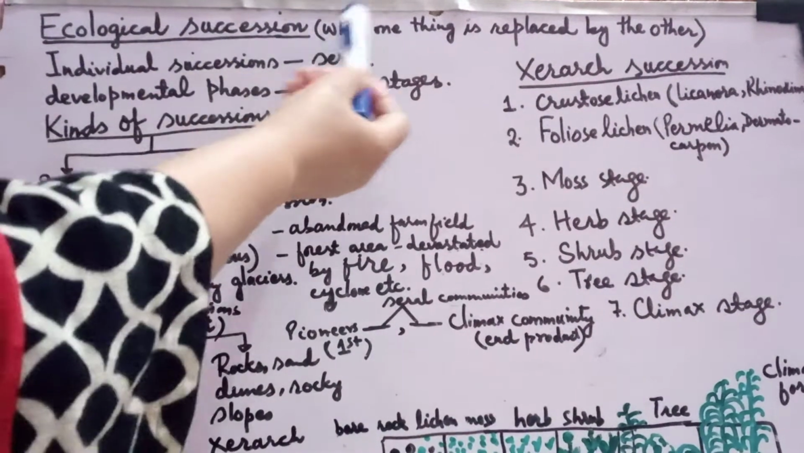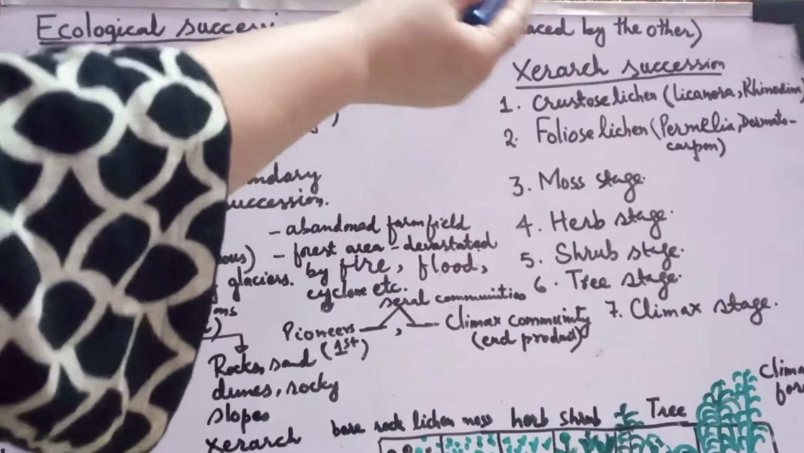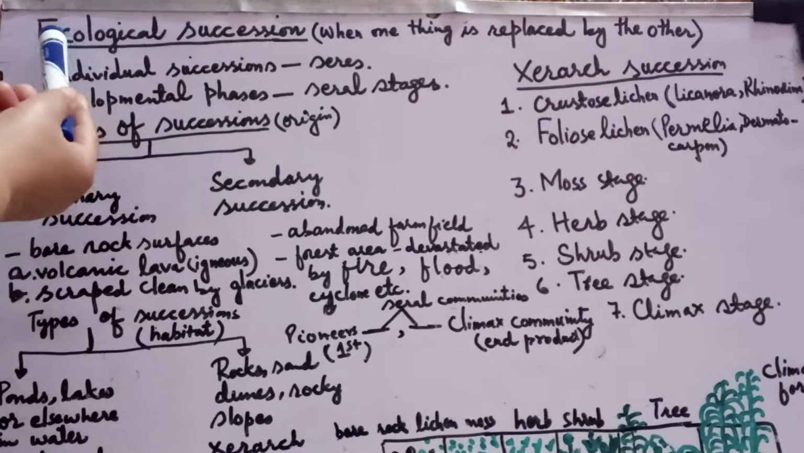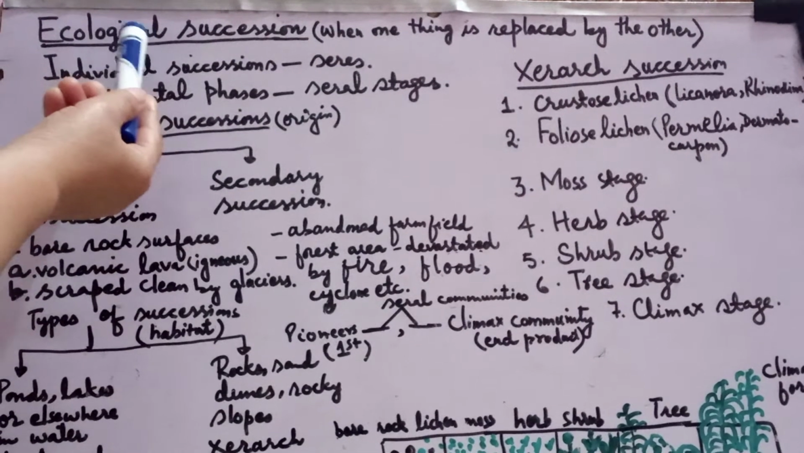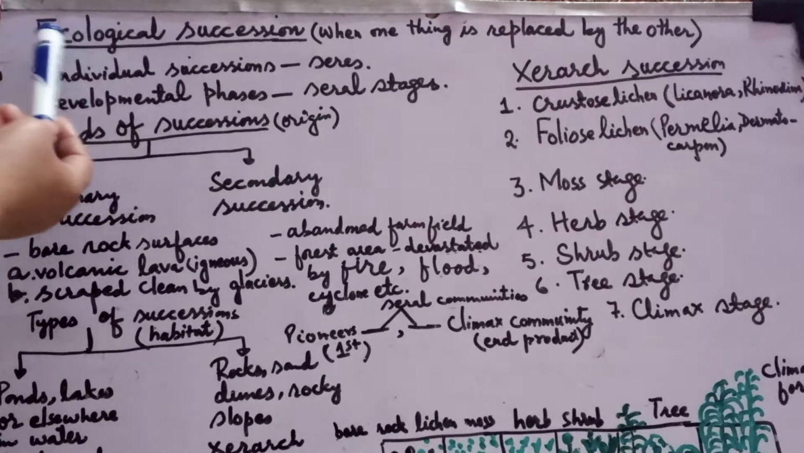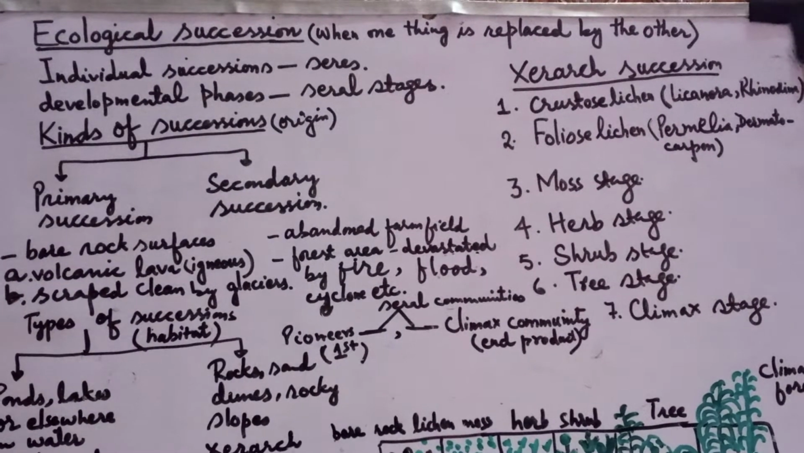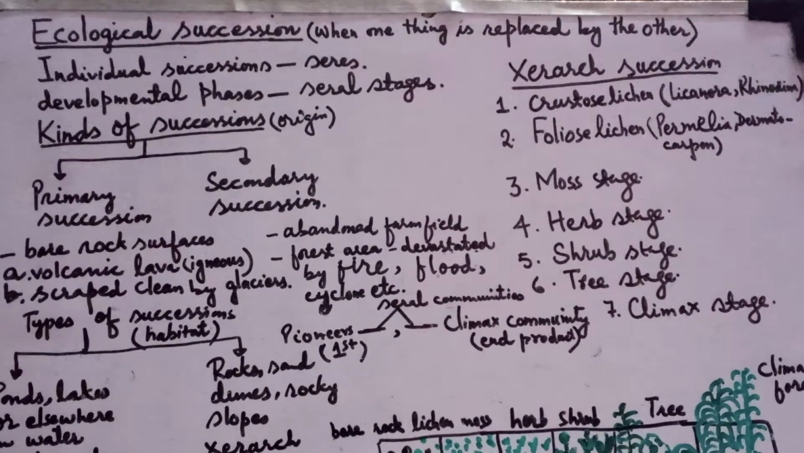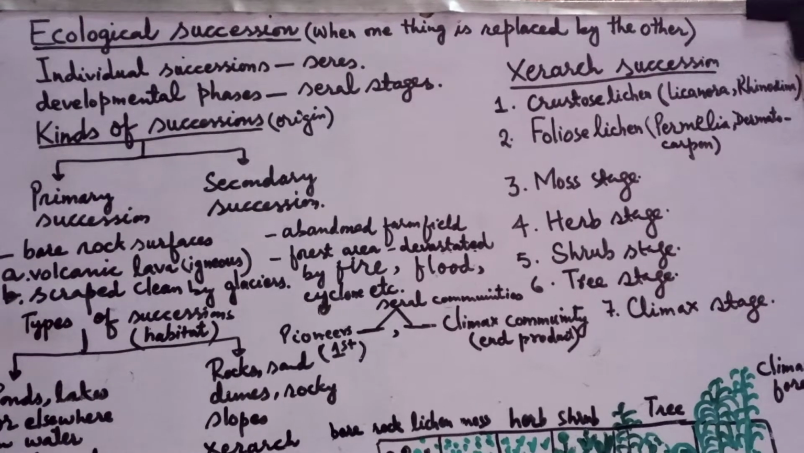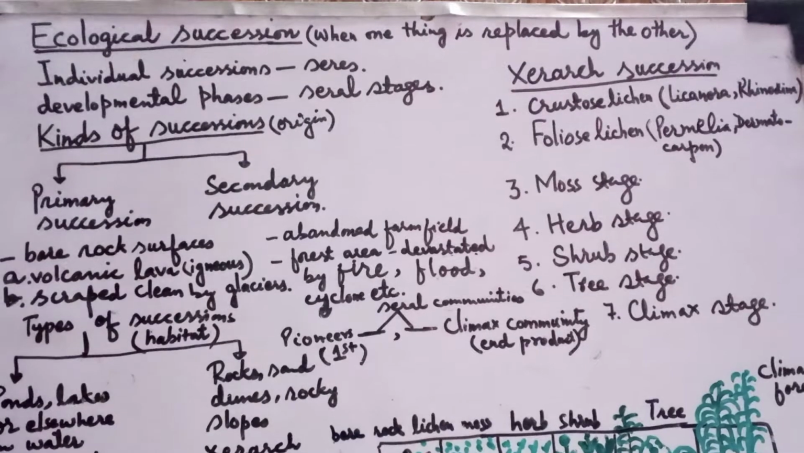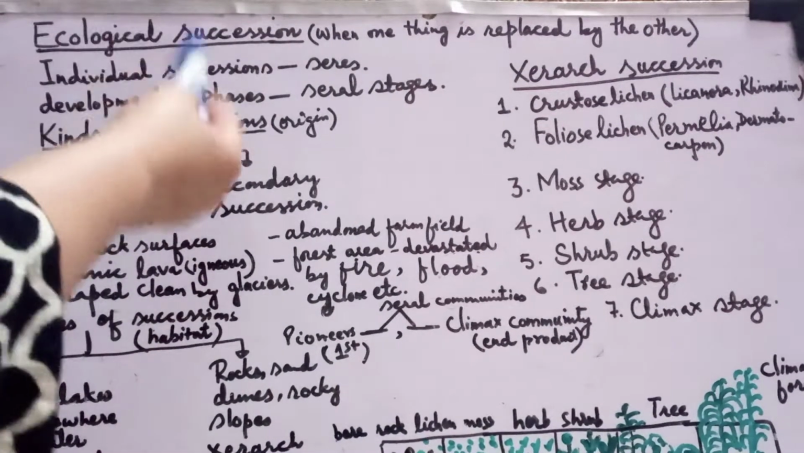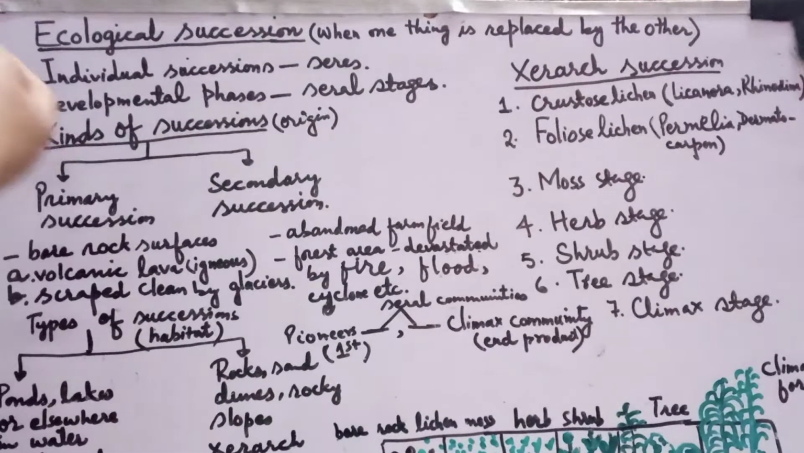The word succession means when one thing is replaced by the other, and the word ecological is derived from ecosystem. What is an ecosystem? An ecosystem is a unit where both living and non-living components of the environment interact with each other. In ecological succession, species are replaced over time.